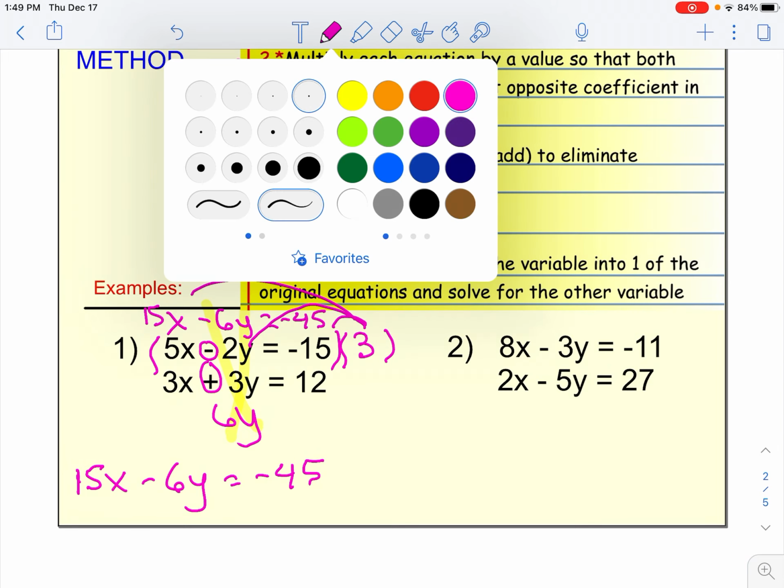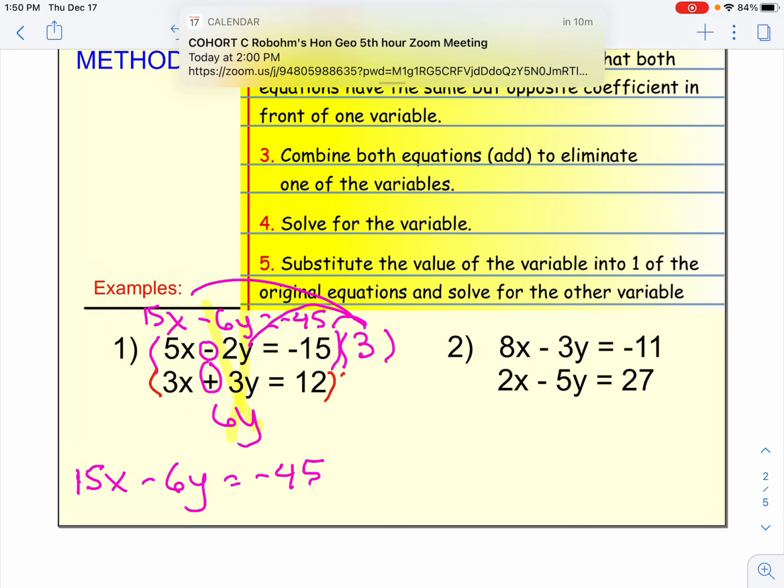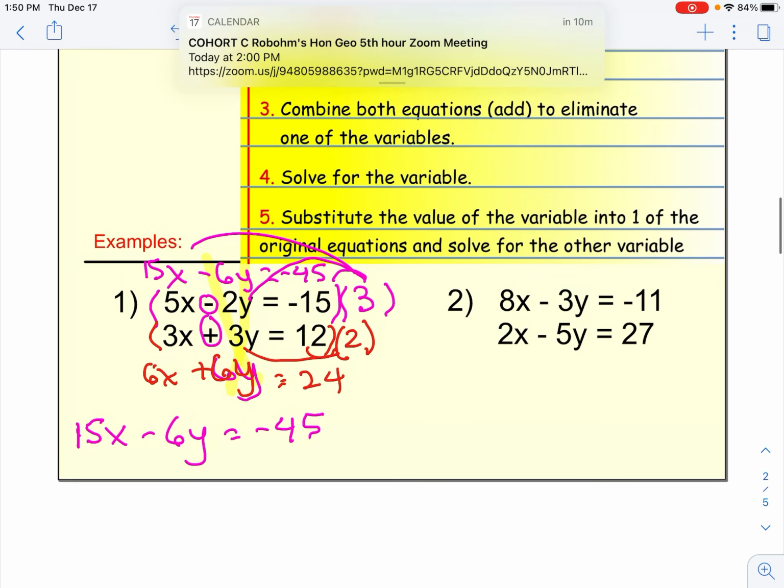So now we have to figure out what could we multiply this bottom equation by so that that y value becomes positive 6. Well, if we multiply the 3y by 2, that will give us this 6y. But remember, we have to multiply each of the terms in the equation by 2. So the 12 times 2 would become 24, and the 3x times 2 would become 6x. So now our second equation becomes 6x plus 6y equals 24.